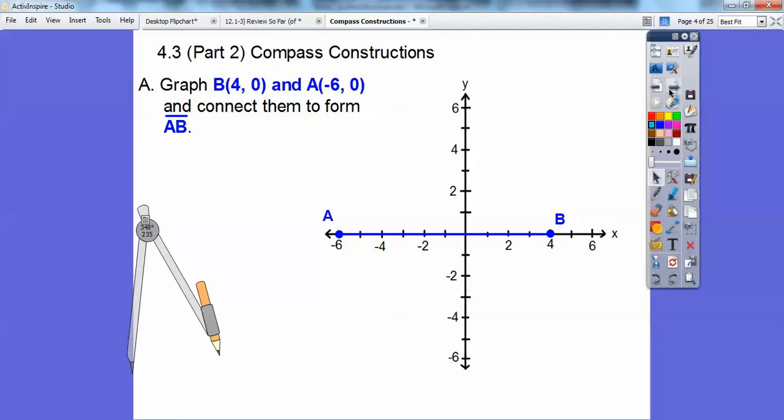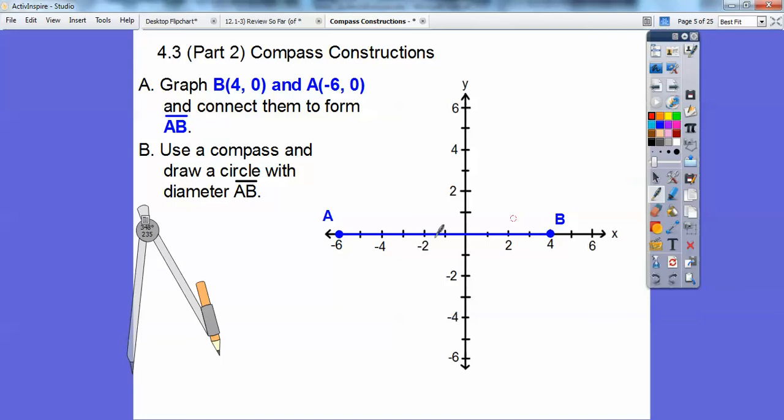All right, the second part is use a compass. So we're going to use this compass over here and draw a circle that has diameter AB. The length of this diameter is 10 because it's 6 to there and 4 to there. So the radius is 5 because the radius is half the diameter. If I drew the center point right here, the center point would be right about there.